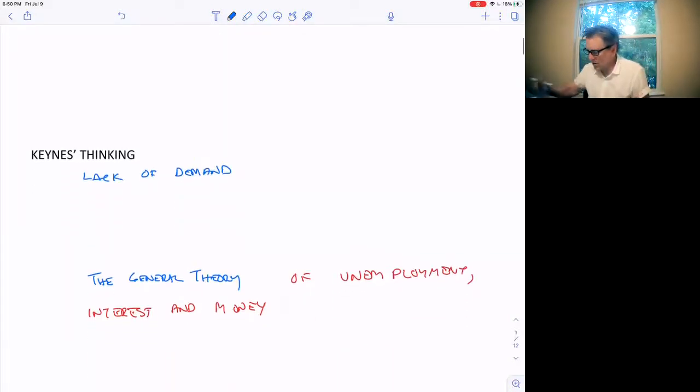So he wrote his book called The General Theory. People refer to it as just a general theory, but the title is The General Theory of Unemployment, Interest, and Money. And he laid out his ideas.